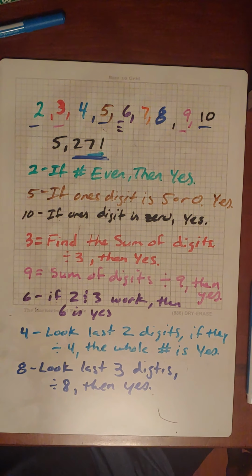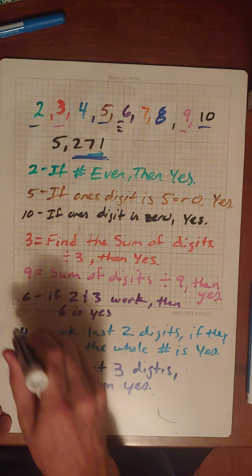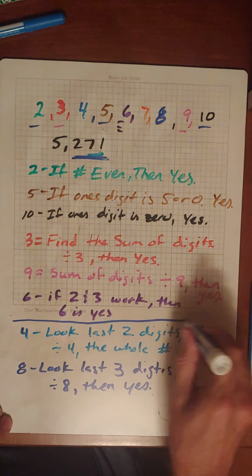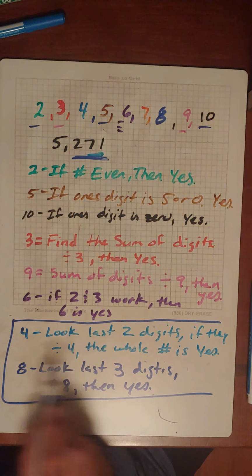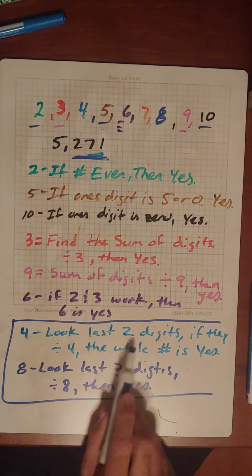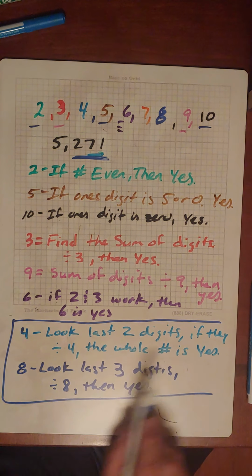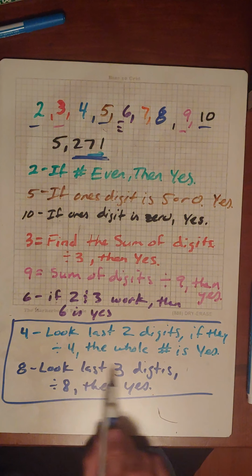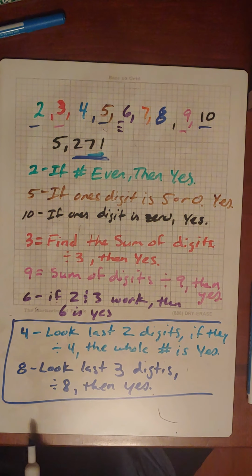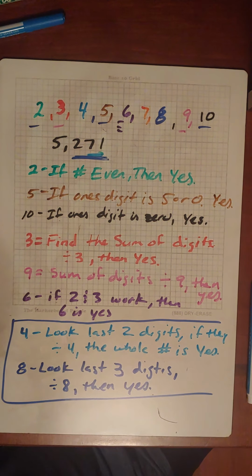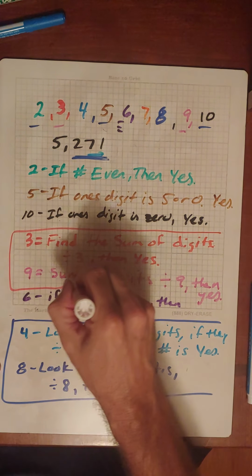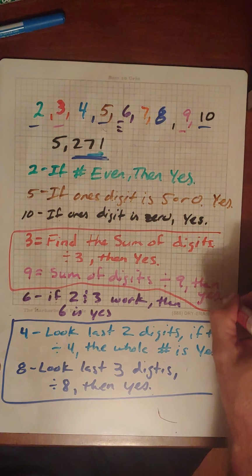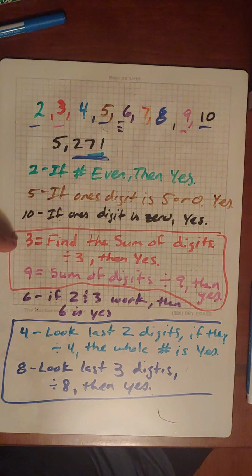Okay, so you might notice how I've set this up a little bit. So these are both kind of blue, or they are blue, I should say, right? And that's because they're kind of the same. You look at the last 2 digits. If it's divisible by 4, then yes, the whole thing is. Or you look at the last 3 digits. Divisible by 8, then yes, the whole thing is. So those kind of go together. Then you might notice that these ones look kind of reddish. And the reason those are reddish is because they go together. They're kind of the same rule.